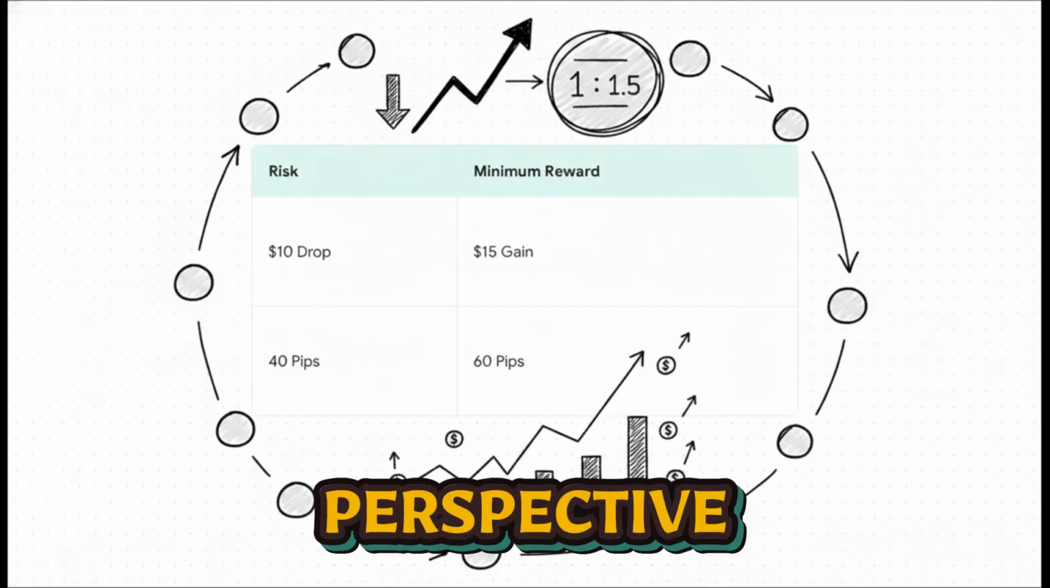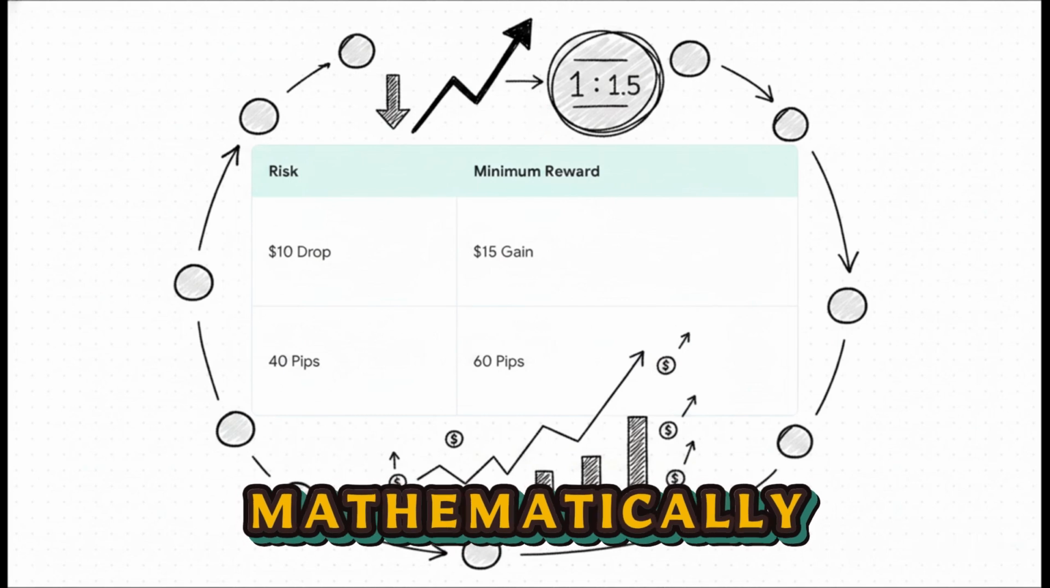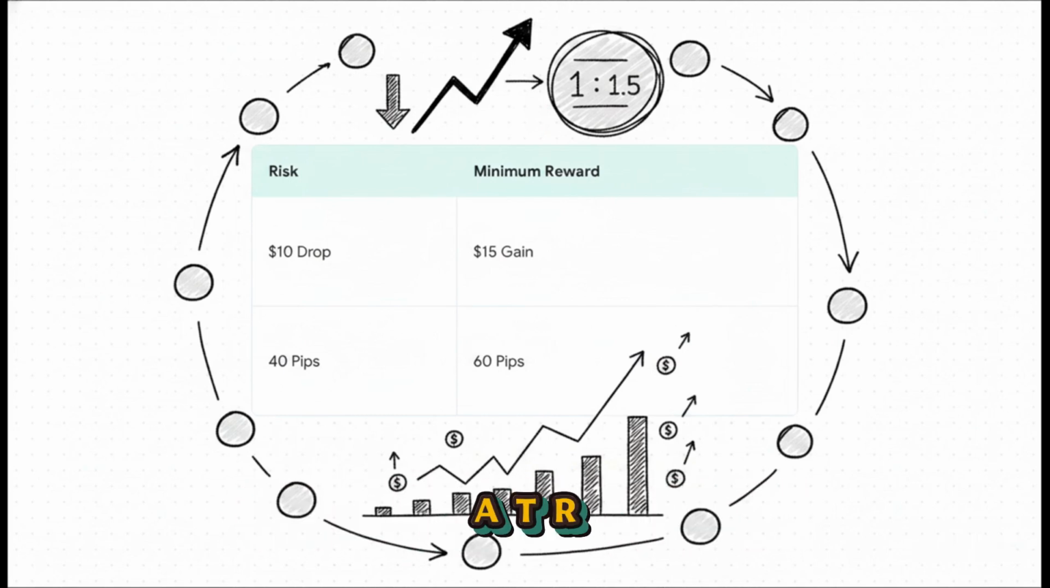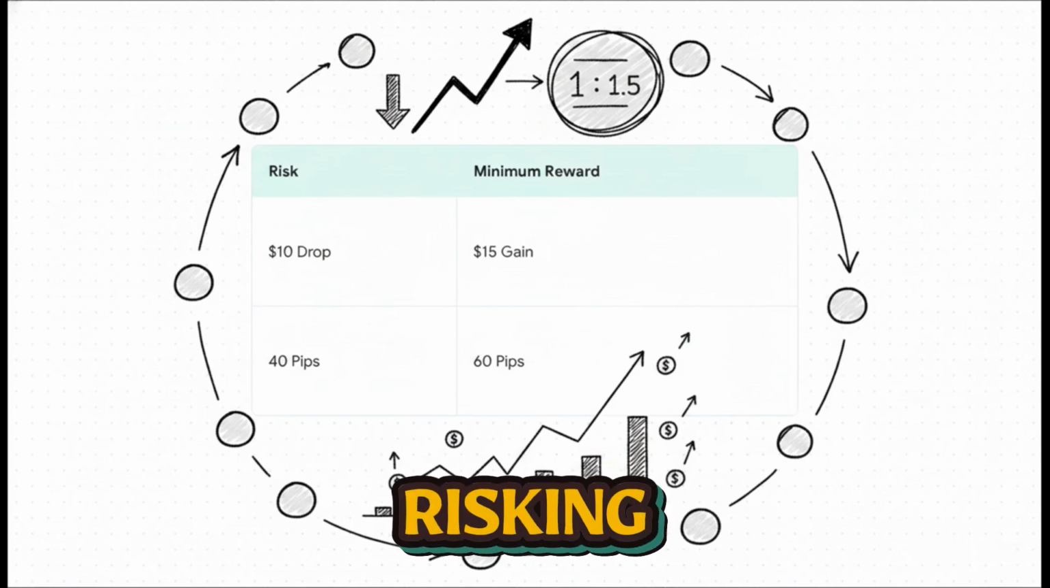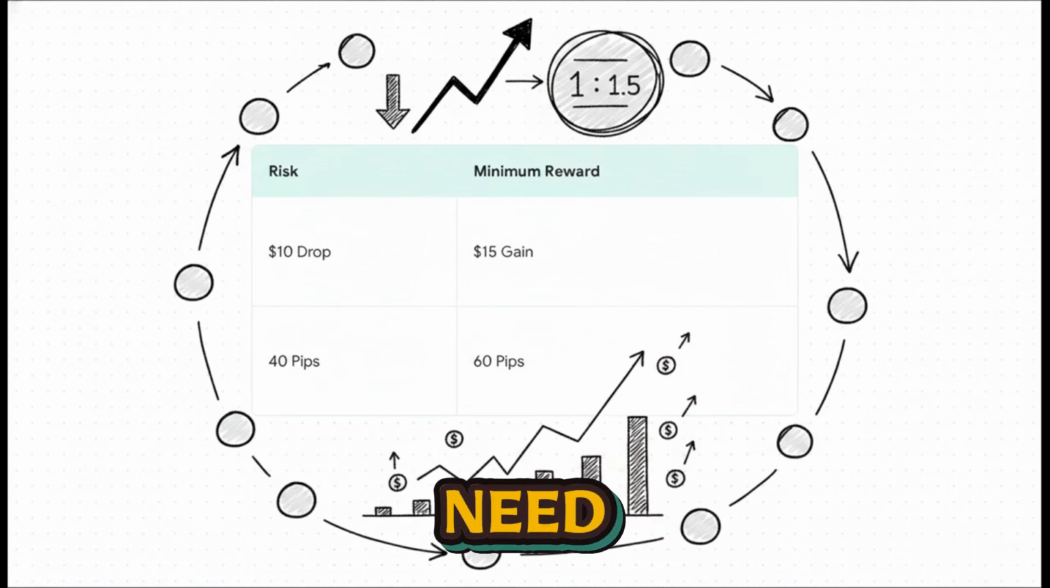Let's put that into perspective. If your stop loss mathematically represents a $10 drop, thanks to that ATR padding, your target has to be at least a $15 gain. If you're risking 40 pips on a Forex pair, you need a clear path to a 60 pip take profit. This 1 to 1.5 ratio is exactly what absorbs your losses and keeps you profitable over a large sample size of swing trades. It literally takes the emotional pressure off needing to be right all the time.